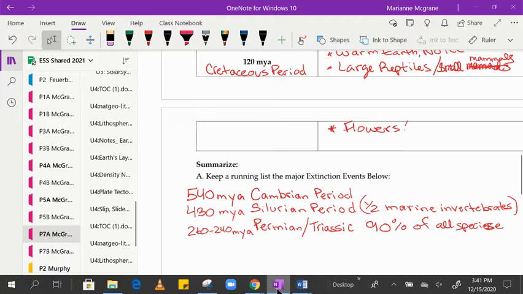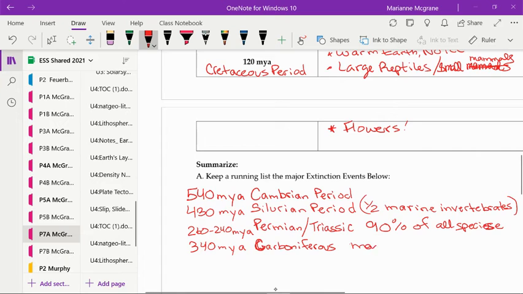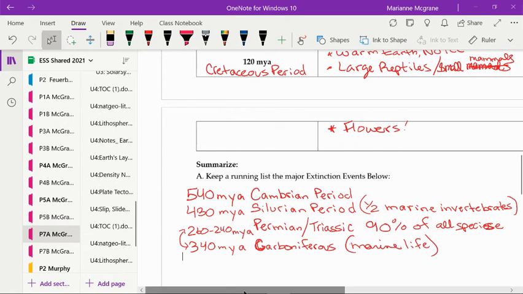I thought there was one that happened about every 100 million years. So that one was 300 and, what was it? Carboniferous. This is a C. And we're just going to put marine life. Sorry, I missed that one. About every 100 million years, it seems like there was an extinction event.